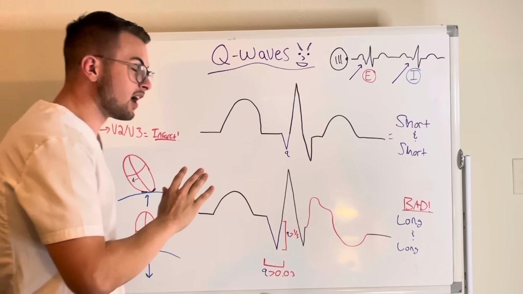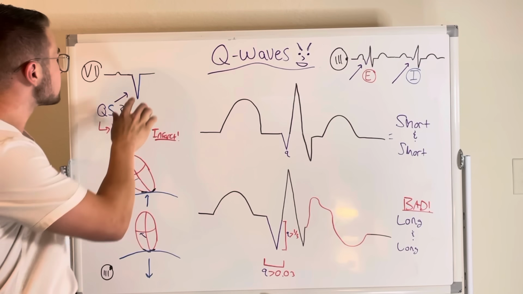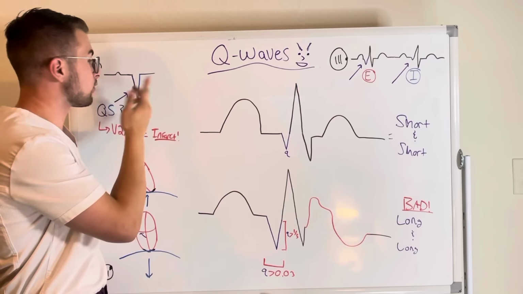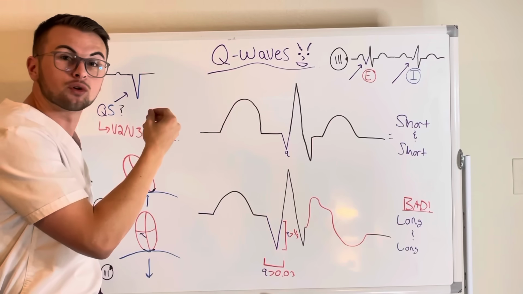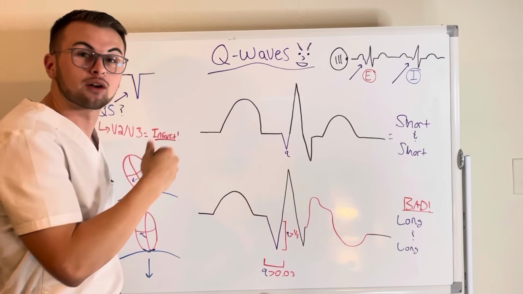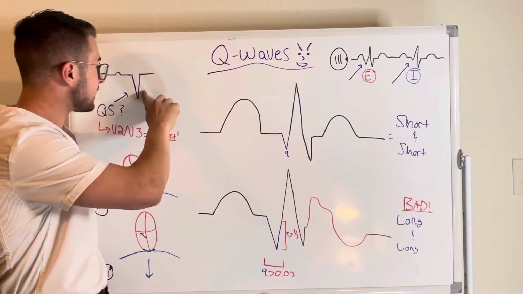This is kind of an aside: because there can be no R wave in V1, it can be a Q wave or it can be an S wave, right? We don't know, because the nomenclature doesn't allow us to call it a Q or an S wave without an R wave. So we call it a QS wave.